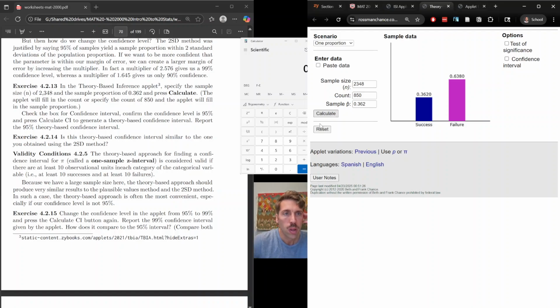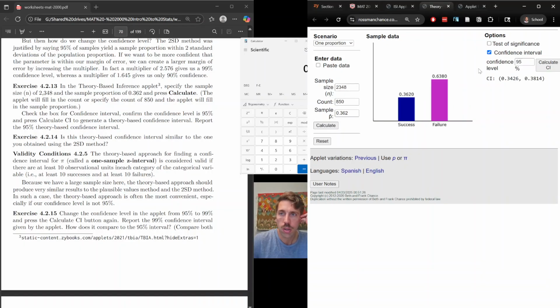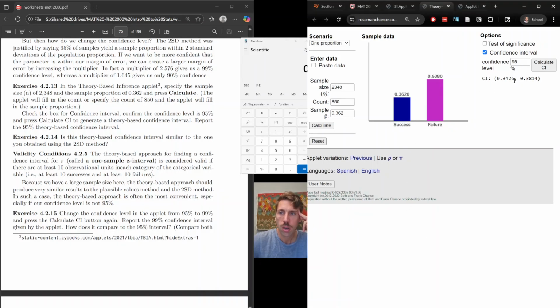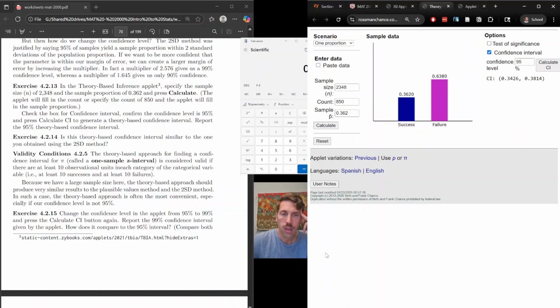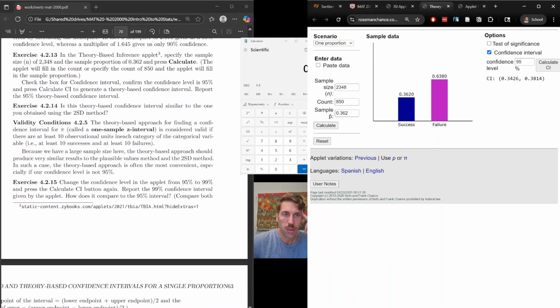Okay, check the box for confidence interval, and there we go. We get that number and that number. Okay. So report those numbers. Is this theory-based confidence interval similar to the one you obtained using the 2 standard deviation method? That's a good question, so answer that.